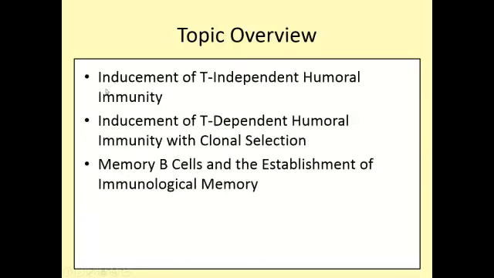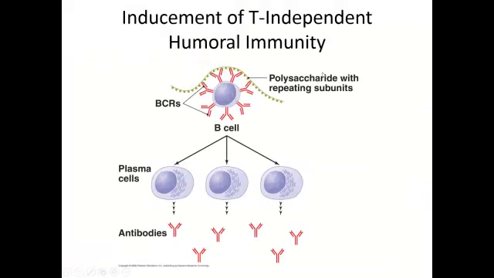In this topic, we're going to go over inducement of T-independent humoral immunity, inducement of T-dependent humoral immunity with clonal selection, memory B cells, and the establishment of immunological memory. Some polysaccharides are really big and they have repeating subunits. They are big enough that they can cross-link several BCRs on a naive B cell.